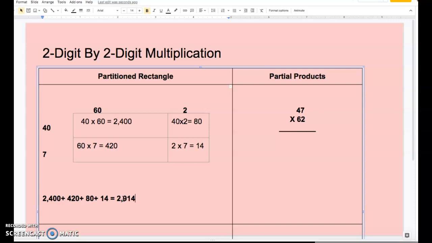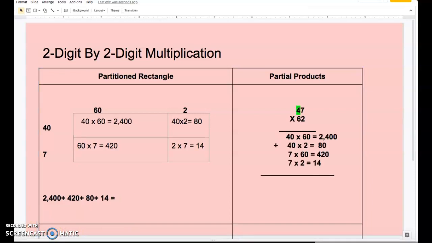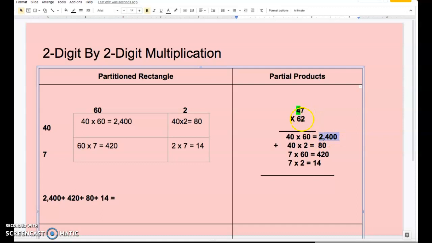Nice work. Now let's go over our partial products method. If you solve your partial products method like this, you did a great job. I knew I had to start with my 40, so I did 40 times 60, 2,400, 40 times 2, 80. Then I moved 7 times 60, 420, and last but not least, 7 times 2 to get 14. And when I add that all up together, I get the same answer of 2,914.